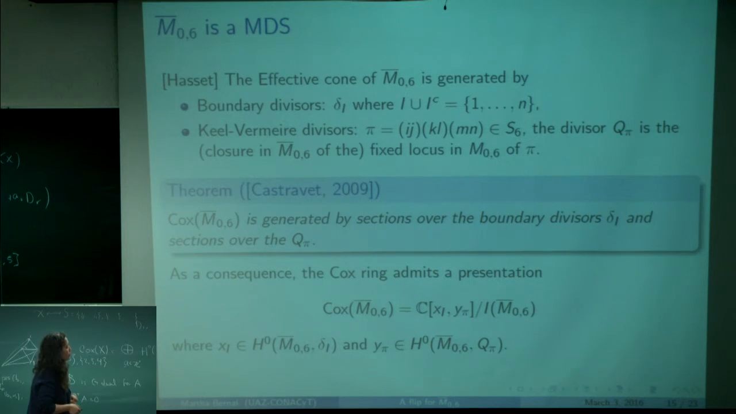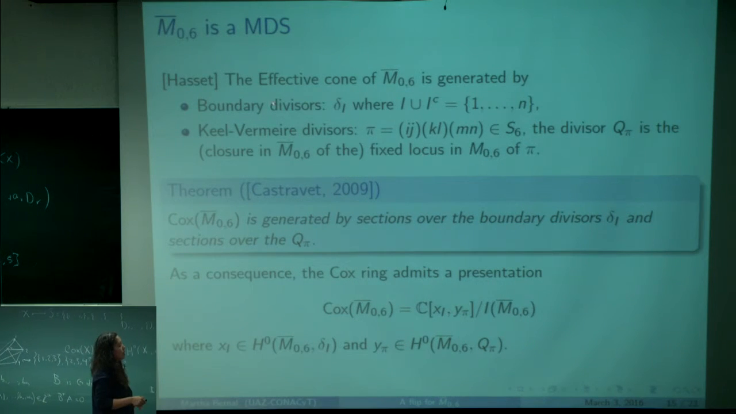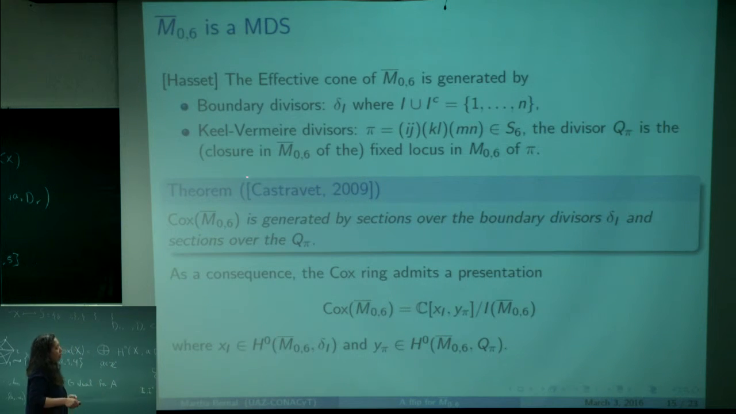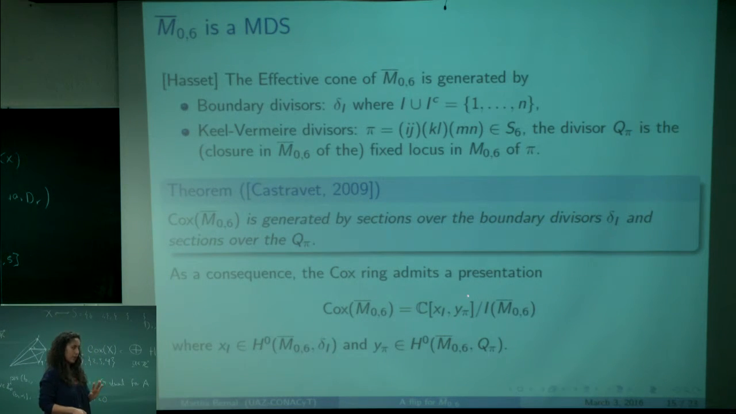So now we move on to M06 bar, and we have now 25 boundary divisors plus 15 extra divisors, and these 15 extra divisors, these 40 divisors in total, they span the effective cone. So the effective cone is polyhedral and generated by this. And we have this theorem of Castravet that says that the sections over these divisors generate the Cox ring. So the Cox ring of M06 bar admits this presentation, the quotient of the polynomial ring in 40 variables by an ideal.